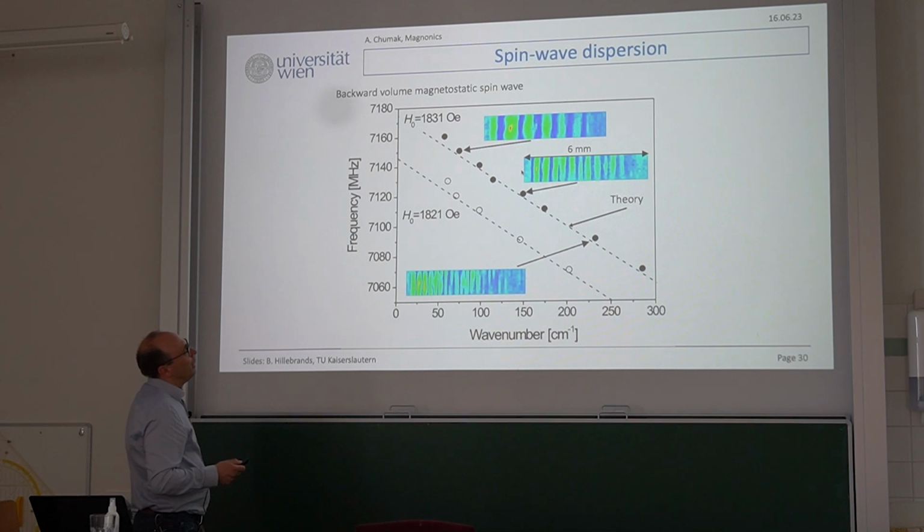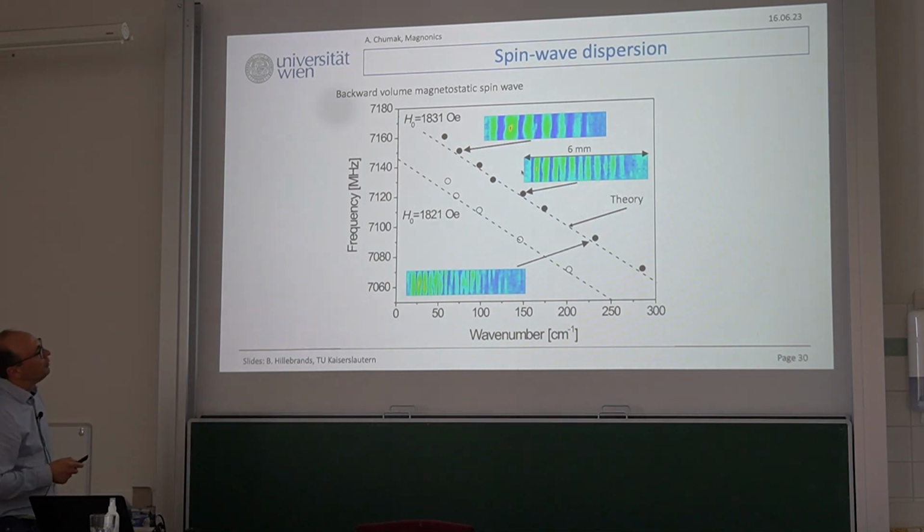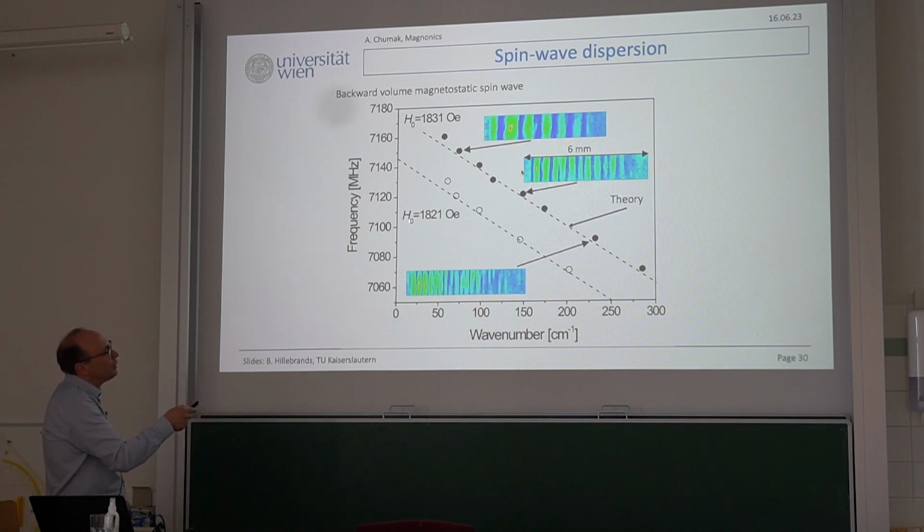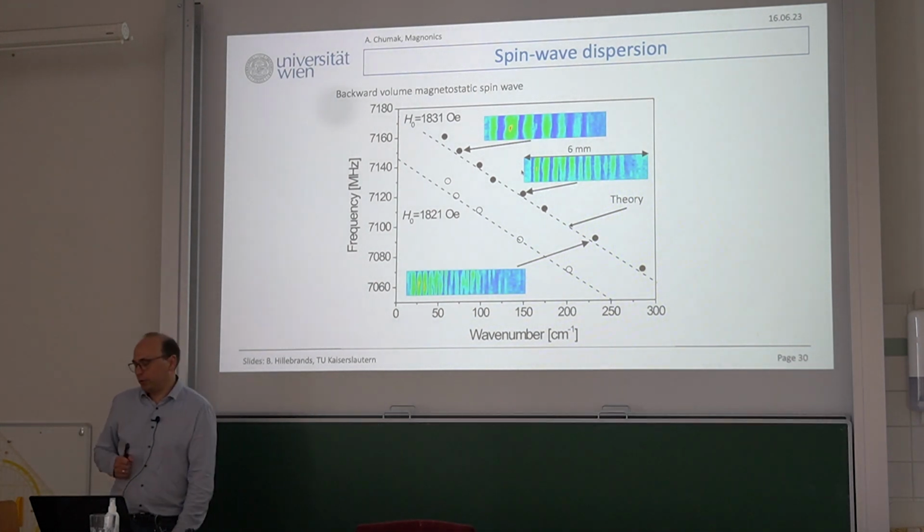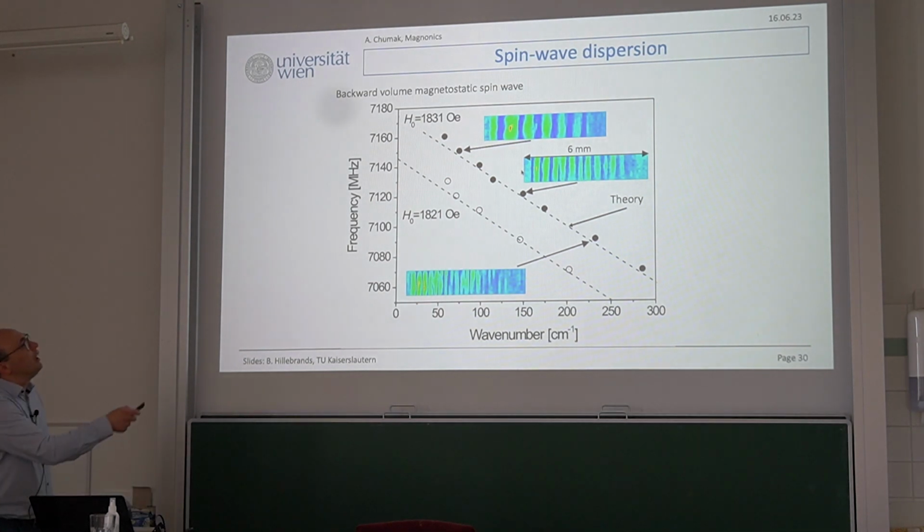Then at your detector you will see this pattern, or phase pattern. And here is just an example of spin wave dispersion for yttrium iron garnet, for different wave numbers. You can fix the frequency, but change the applied field. This is shown for two fields, 1821 Oersted and 1831 Oersted, and then by changing the applied microwave frequency, you change the wave number, simply following the dispersion which we discussed. And in such a way, here you see measurements.